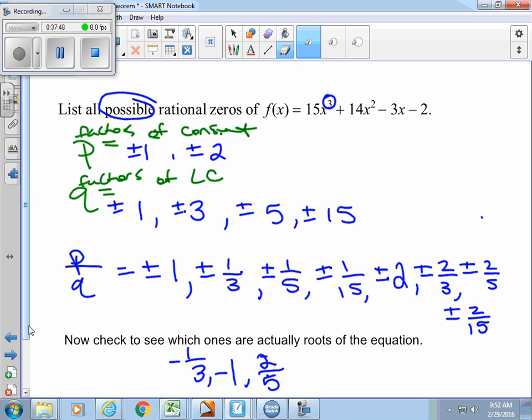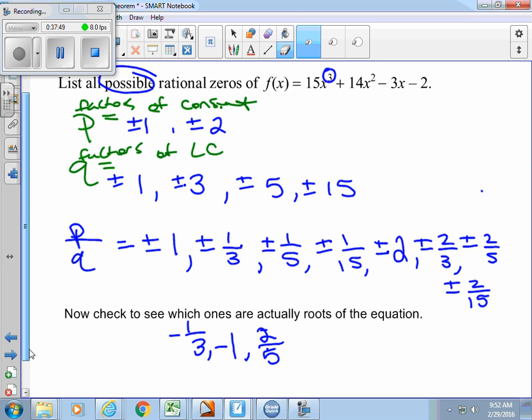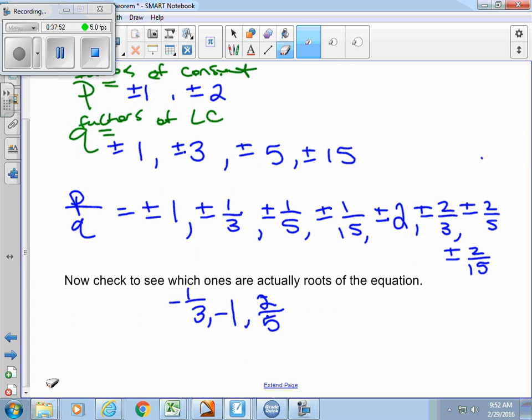If I wanted all zeros, even imaginary ones, would there be any need to do any more work after I found these 3? Why not? Why could I be completely confident in stopping here?